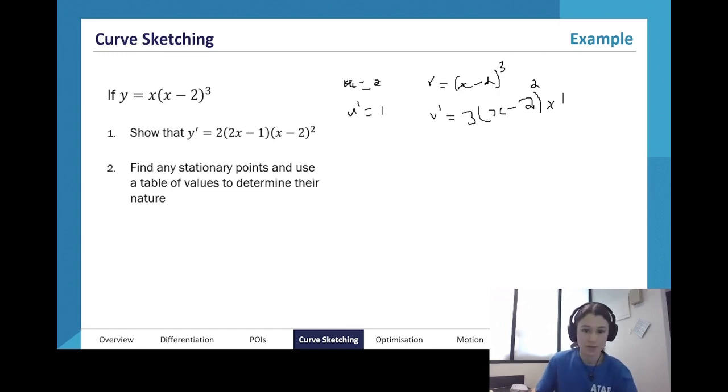So using our product rule, we are going to have u v dash plus u dash v, which is going to give us 3x(x take 2) squared plus (x take 2) cubed.